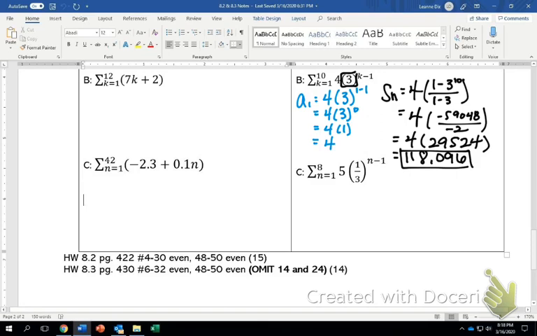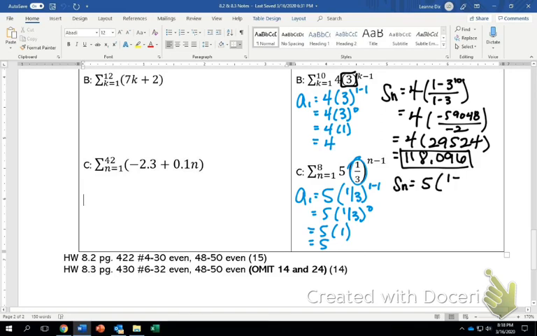Final one, same process. A sub 1 is going to be 5 to the power of 1 minus 1, which is going to equal 0. Anything to the 0 power is going to equal 1. So our a sub 1 is 5. Again, our r is our base, which in this particular case is 1/3. Plug it into our formula. 5 times 1 minus 1/3 raised to the 8th power, all of that over 1 minus 1/3.